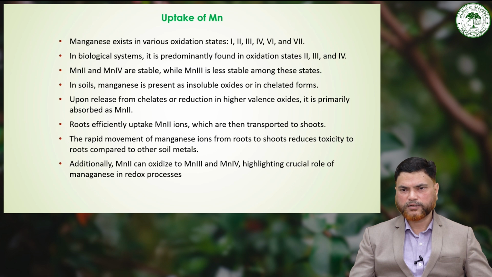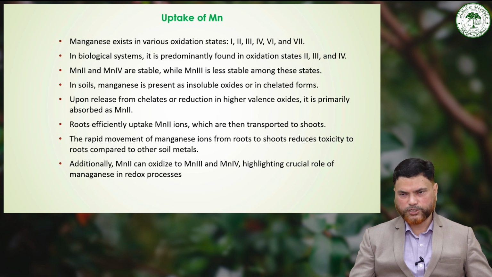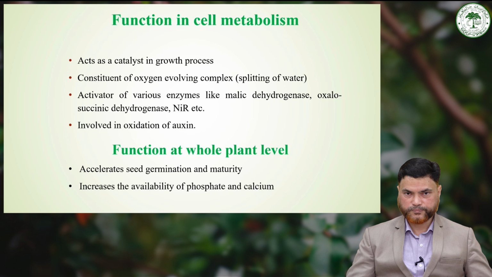Roots very quickly take up manganese ions, particularly manganese cations, which are then efficiently transported to shoots. The movement of manganese ions from root to shoot is very rapid, due to which manganese is less toxic to roots as compared to other metals present in the soil. In addition to this, manganese can also undergo oxidation to manganese 3 and manganese 4, showing a very crucial role of manganese in redox processes.